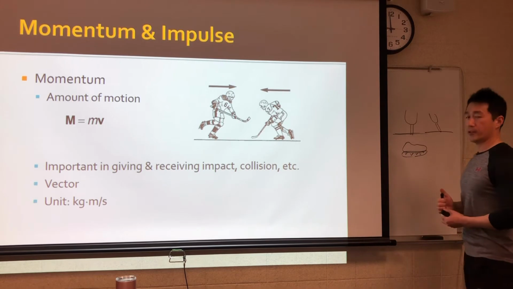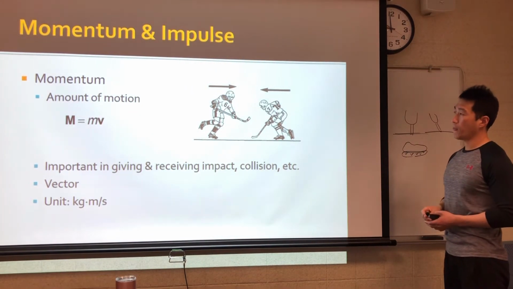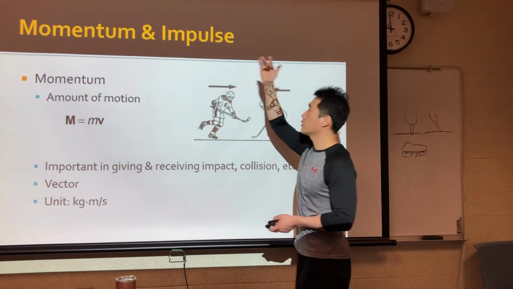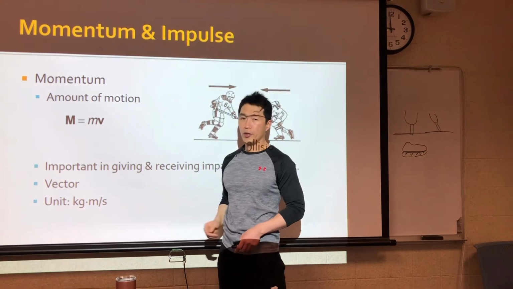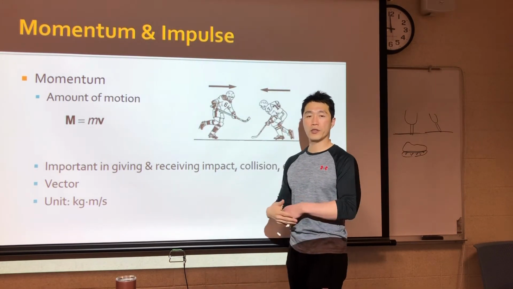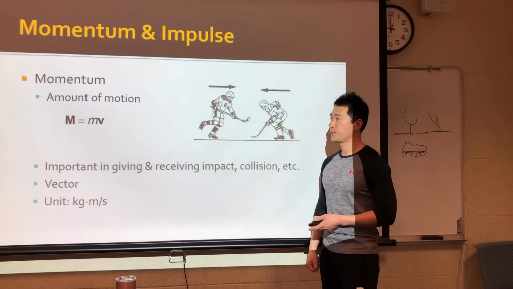And then the next kinetic concept is momentum and impulse. As you can see here, I put these two together. Although these two are different concepts, I put them together because they are closely related to each other when you have a collision condition.